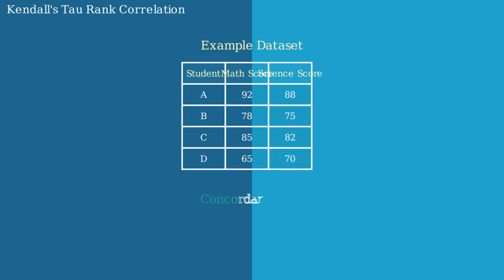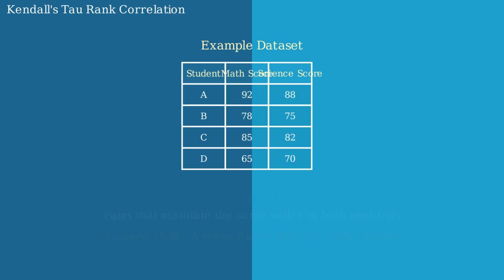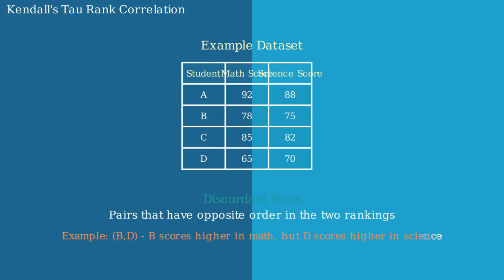A concordant pair is when the order of two observations is the same for both variables. For example, student A scored higher than student B in both math and science. This makes AB a concordant pair. A discordant pair is when the order of two observations is reversed between the two variables. For example, student B scored higher than student D in math, but student D scored higher than student B in science.